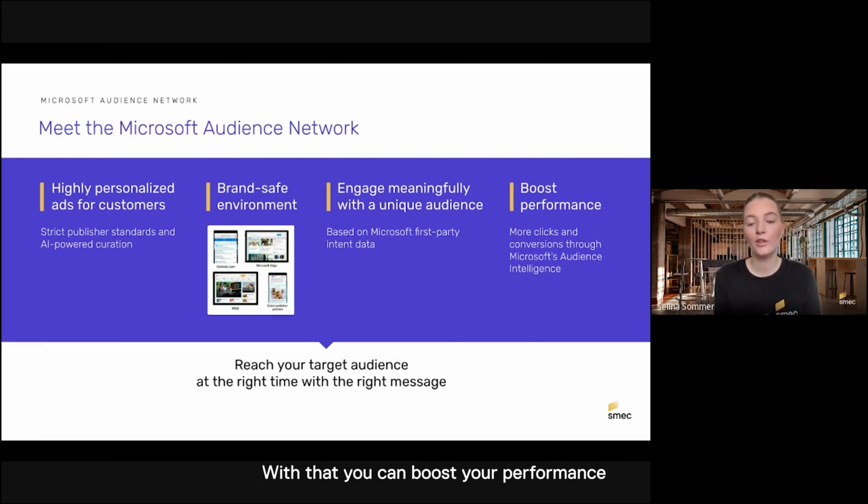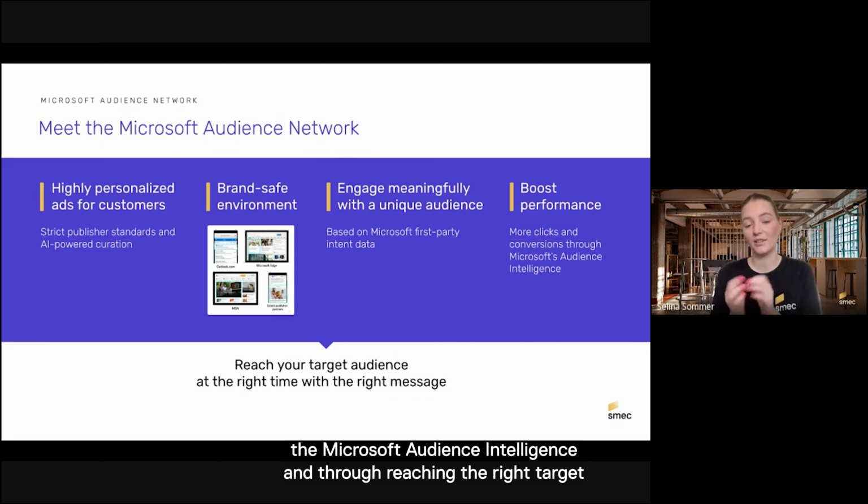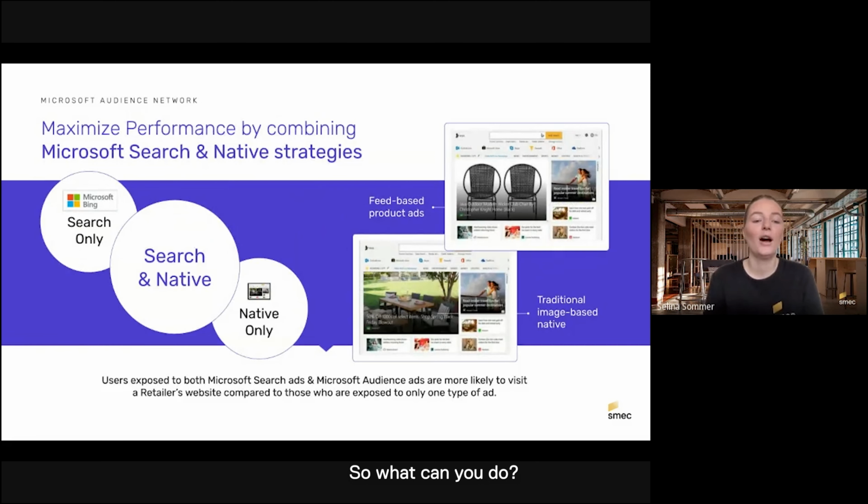With that, you can boost your performance by generating more clicks and conversions through the Microsoft Audience Intelligence and through reaching the right target audience at the right time with the right message. So what can you do? How can you maximize your performance? First of all, you could combine the Microsoft search and the native strategies. So you can either do search only or native only, but you can also combine it.